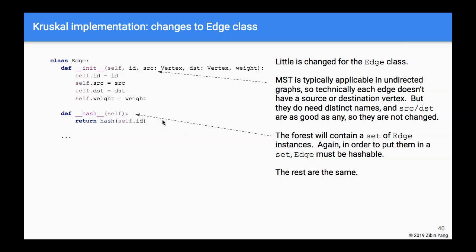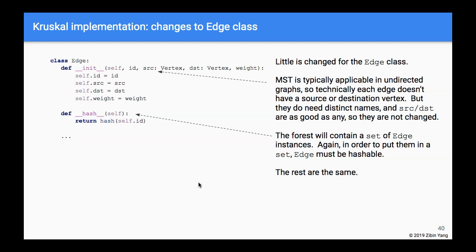The only change that I make in the edge class is, again, because the forest is a set of edge instances. If we want to put an edge into a set, the edge must be hashable. So I implement the dunder hash that returns a hash of the edge's ID.